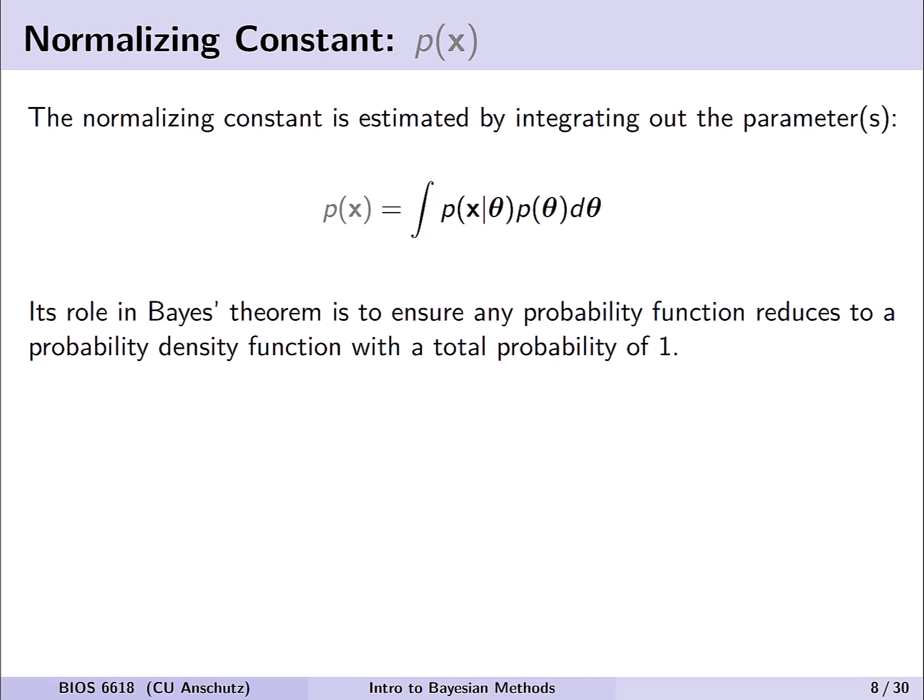The final part of the right-hand side of that Bayes' theorem equation is that normalizing constant, or P of x. This is essentially an integration across x out of all the parameters theta. Its role in Bayes' theorem is to ensure that any probability function reduces to a probability density function, or PDF, with a total probability of 1, much like our definitions we introduced much earlier in the semester. And we'll see in a few slides that this essentially is proportionalized out of our models when we're discussing these in greater detail. What we see at the top here again is that equation that we're integrating out over theta, those values for the probability of x.